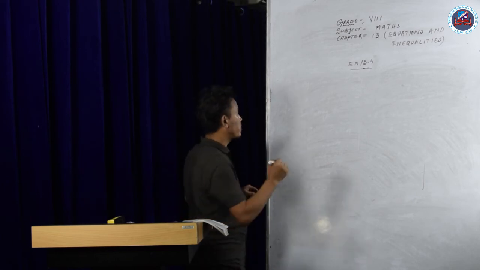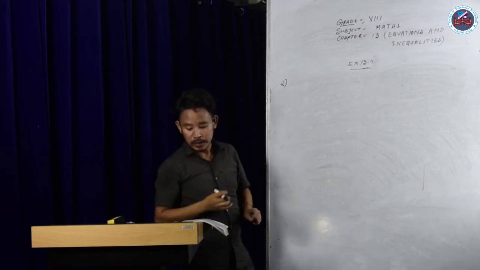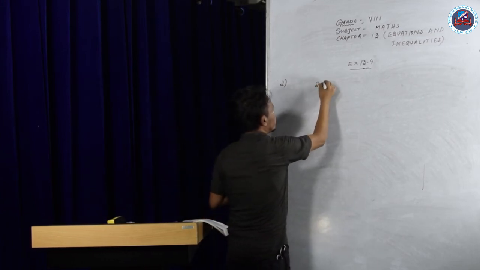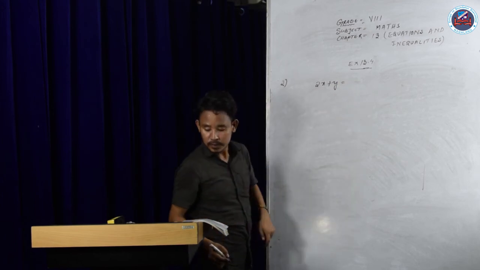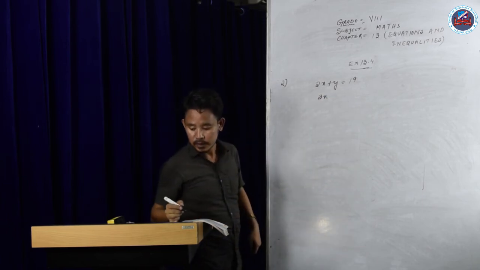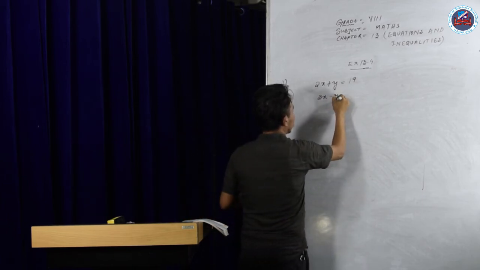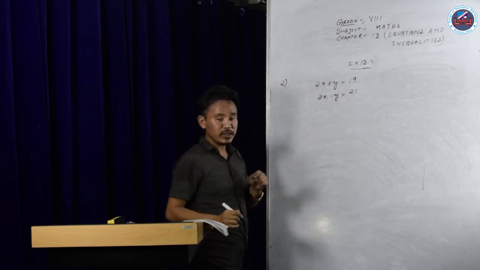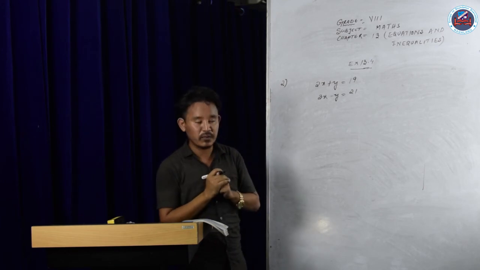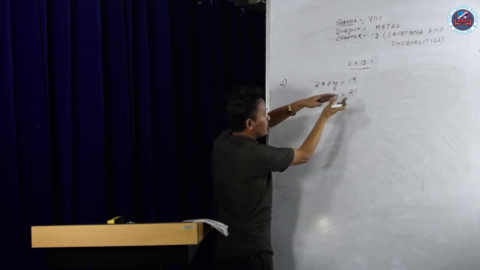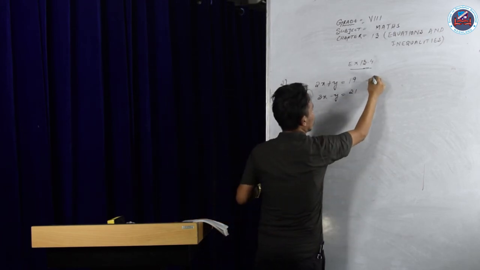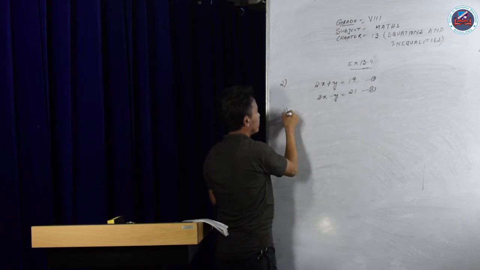So question number 2 here. The question is, here are two simultaneous equations. 2x plus y equals 19, 3x minus y equals 21. Let's follow the conditions they have given here. A, add the two sides of these equations and use the result to find the value of x. We are asked to add the two sides. So let's take them as 1 and 2 for part A.